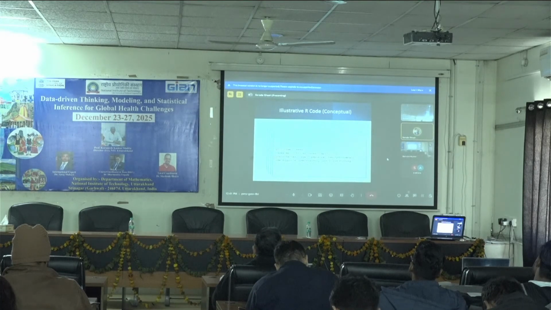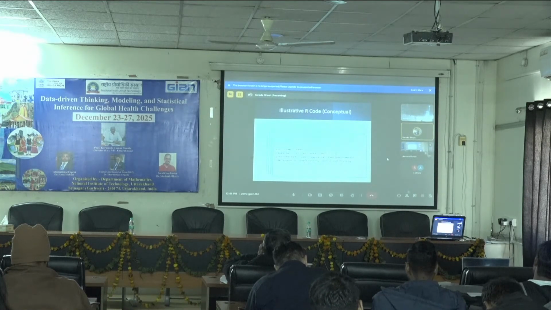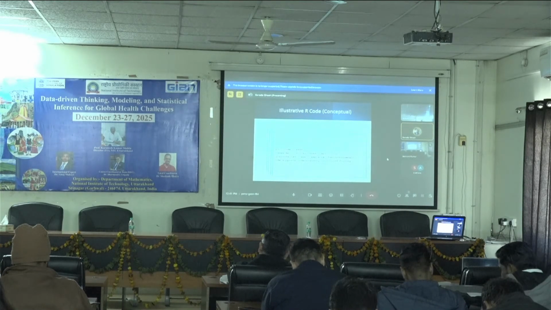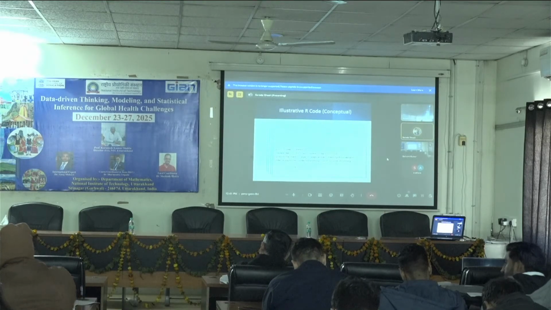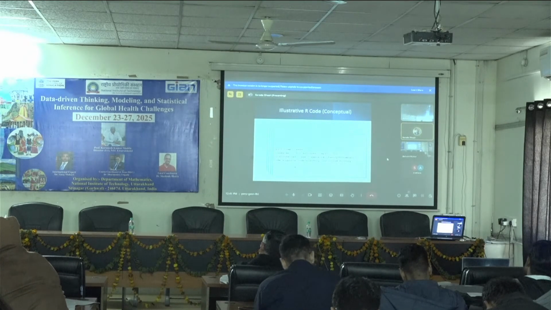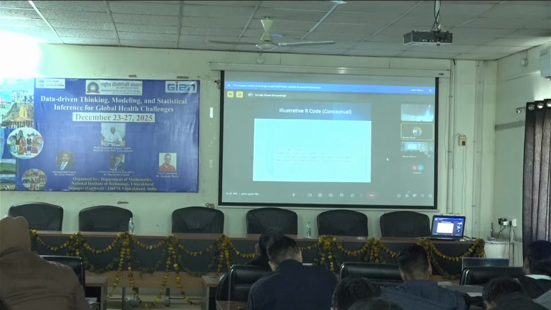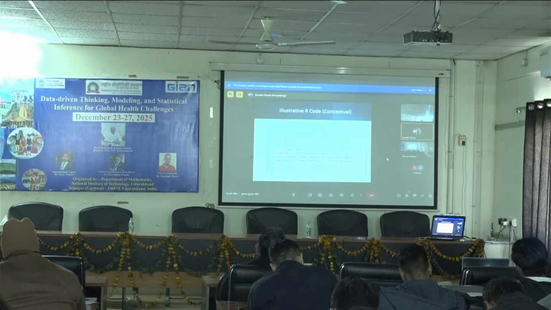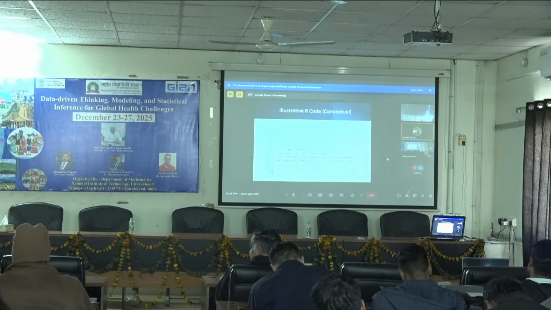Maybe it's binomial, maybe it's quasi-binomial. It depends on your assumption and what you want from your research. So this is the code. Code supports understanding, not blind fitting. If we fit different types of models, we can also use different types of comparison, like which model fitted well. So this is simple R code.